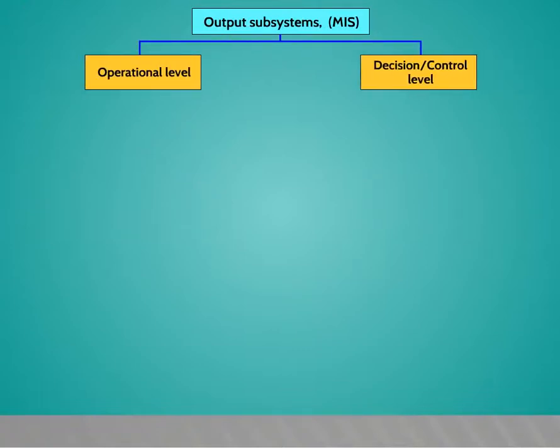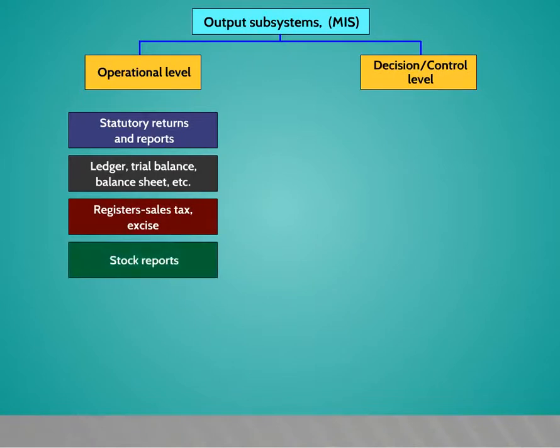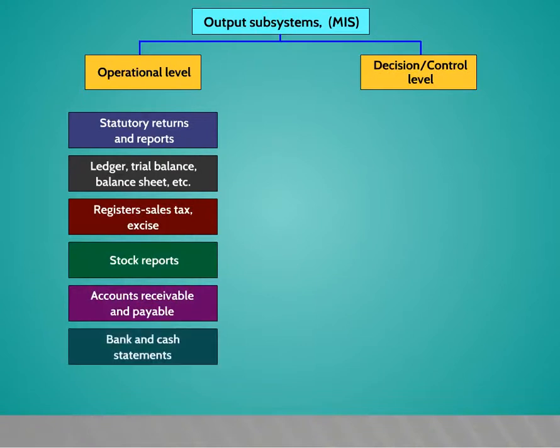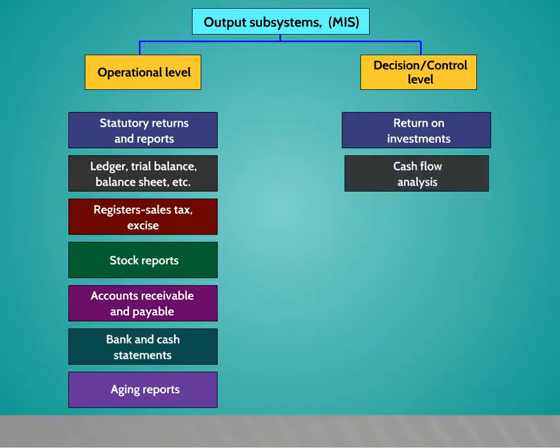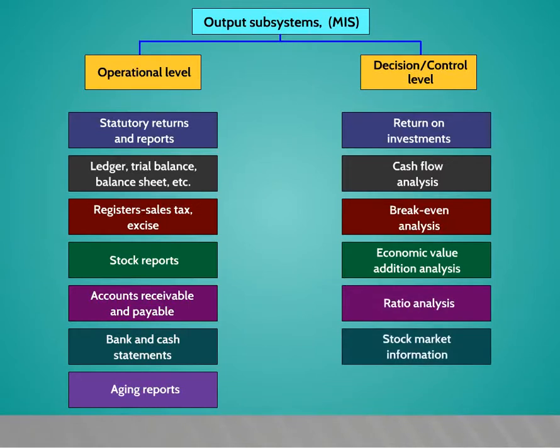Operational level, decision or control level. Operational level: statutory returns and reports, ledger, trial balance, balance sheet, etc. Registers, sales tax, excise, stock reports, accounts receivable and payable, bank and cash statements, aging reports. Decision or control level: return on investments, cash flow analysis, break-even analysis, economic value addition analysis, ratio analysis, stock market information.